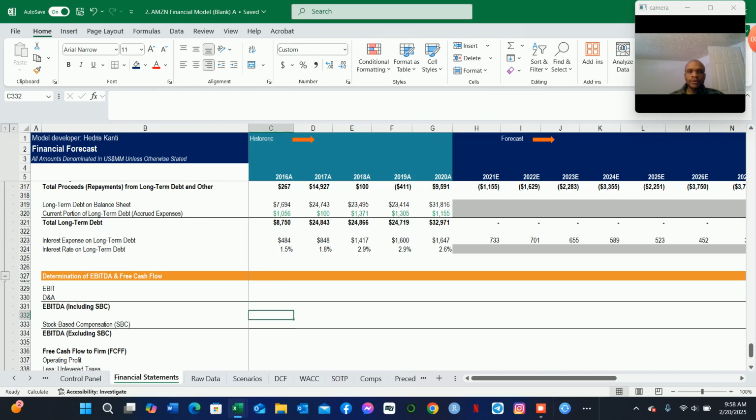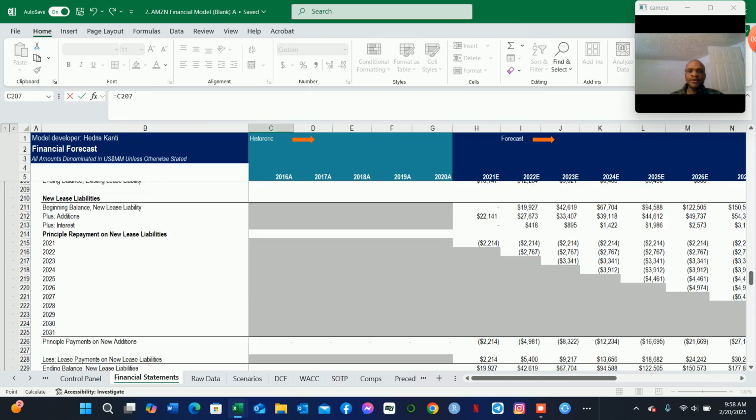So now we want to determine the free cash flow to the firm that will be used to determine our discounted cash flow analysis for Amazon. So in this case, we will bring in the operating profit. The operating profit in this case is going to be the earnings before interest and taxes.